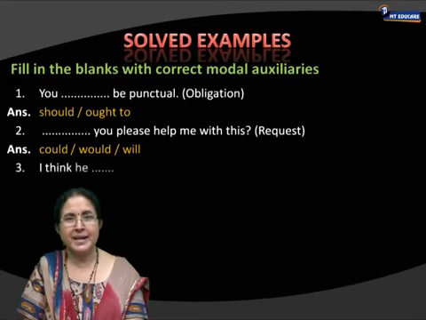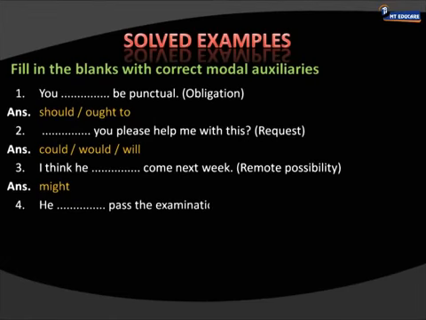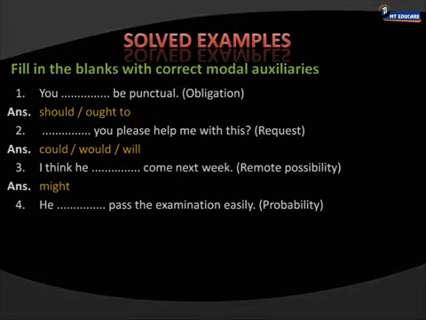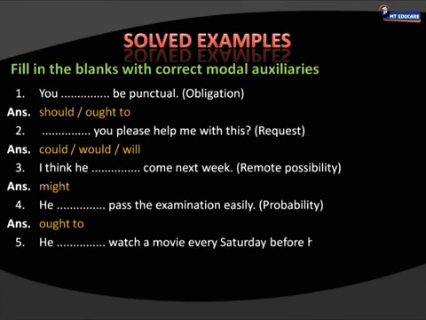Right. I think he dash come next week. Remote possibility. Anyone remembers? So the answer is might. I think he might come next week. Fourth. He dash pass the examination easily. Probability. So what do we use for this? He ought to pass the examination easily. Remember that cricket game? We ought to win that particular game today. So probability, you want it to happen, ought to.